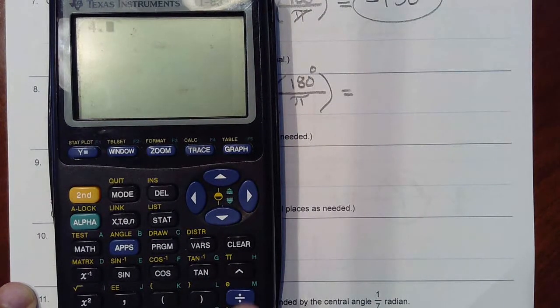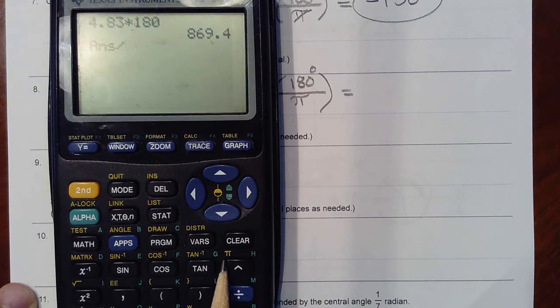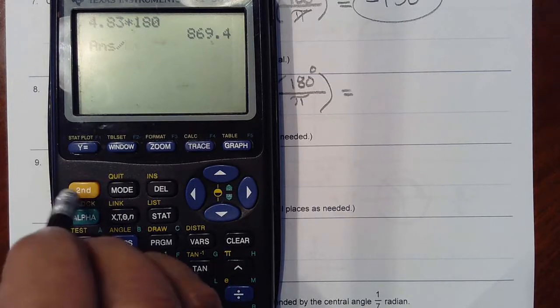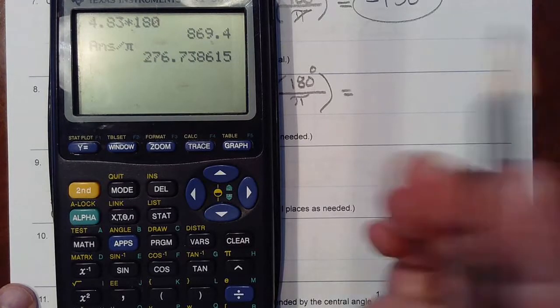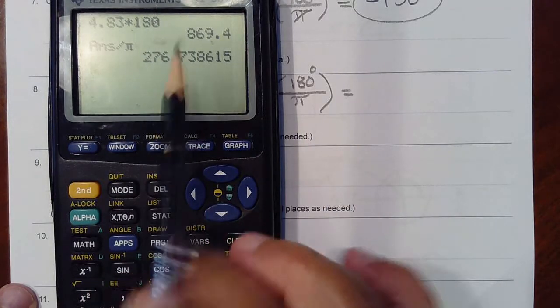So that would be 4.83 times 180 divided by, and now call up the pi symbol. Here is your pi symbol right here underneath the clear button. It's in orange, therefore you have to press the orange key first to call it up. So your answer is 276. They ask you to round to 2 decimal places, so 276.74.